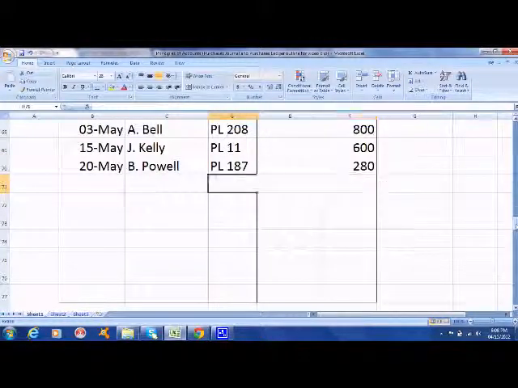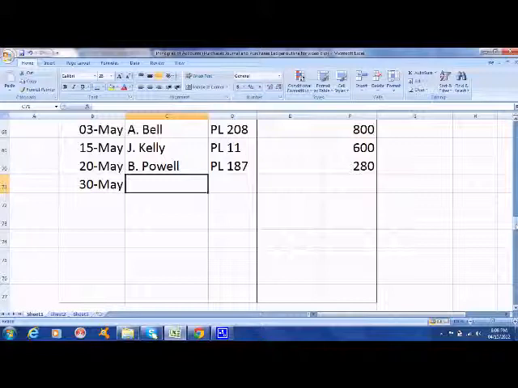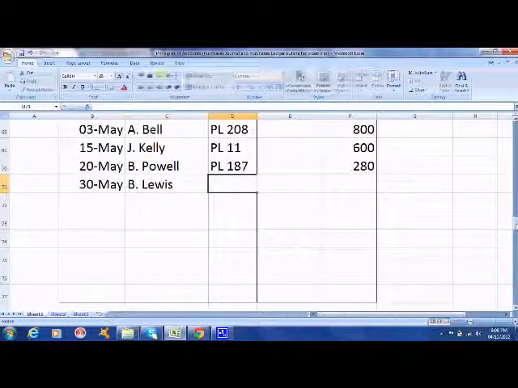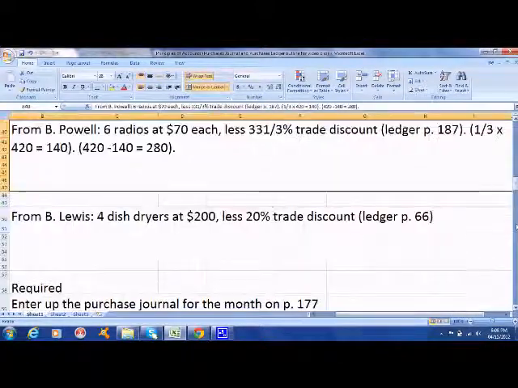Then this one is on May 30, right? And this time around is Mr. B Lewis. And the page is page 66, right? Alright, let's go to Mr. B Lewis and see what he has in store for us.